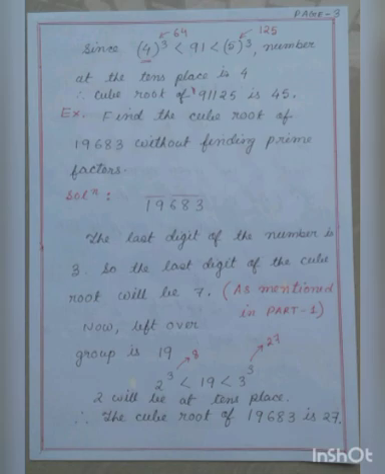19 lies between 8 and 27. 8 is 2 into 2 into 2, which is 2 cube, and 3 cube is 3 into 3 into 3, which is 27. So 19 lies between 8 and 27, and we have to take the smaller value, 2, in the tens place. So the tens digit of the cube root of 19683 will be 2. Therefore the cube root of 19683 is 27.